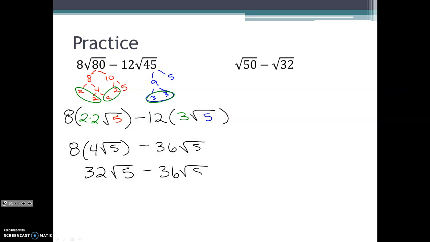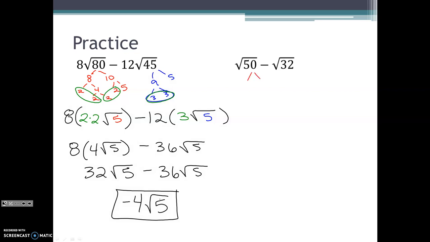Can I combine these two together now? And the answer is yes. They both have a square root of 5, so they do both have a like radical. 32 square roots of 5 minus 36 square roots of 5 both have the same radical, so it's just 32 minus 36 gives me negative 4 square root of 5. Okay? For this next one over here, I want you guys to try this on your own. You're going to simplify the root, and then combine them if they are like radicals.